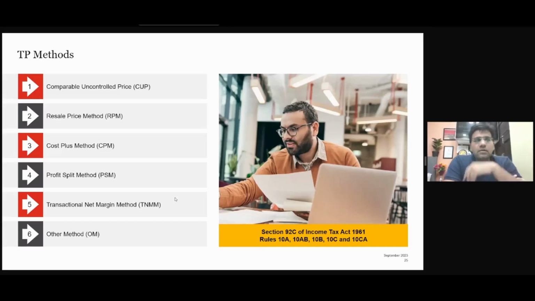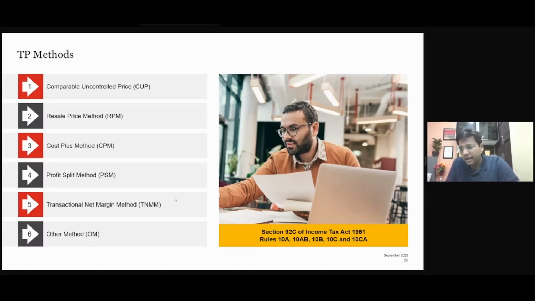Then moving ahead, there are certain methods prescribed under the Indian tax laws for doing the transfer pricing calculations, for the comparability analysis and arm's length price calculation. All these are case to case, based on how I am operating my business and in what market I'm operating. A person chooses the method and arrives at the most appropriate method for the calculation. For example, comparable uncontrolled price.